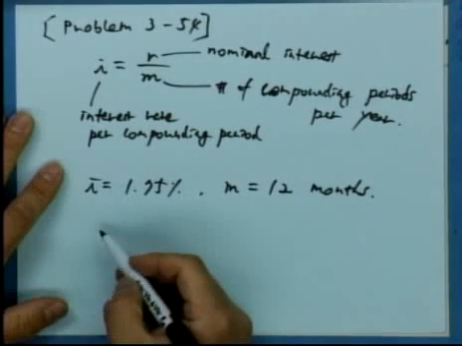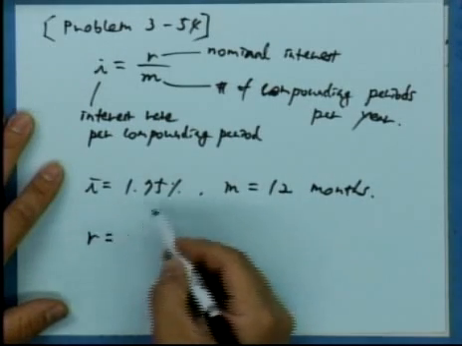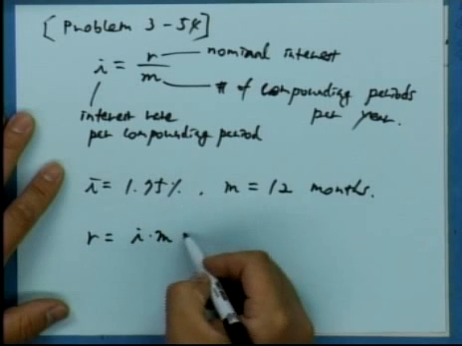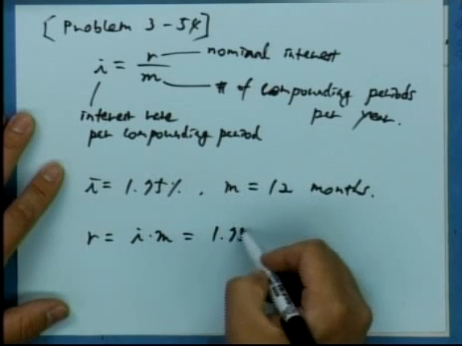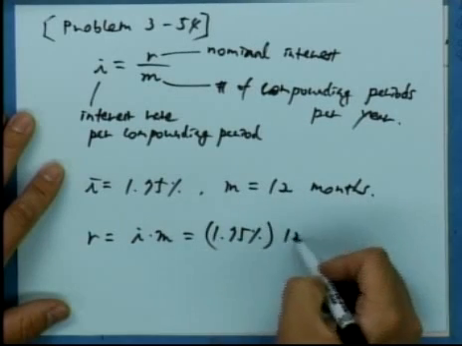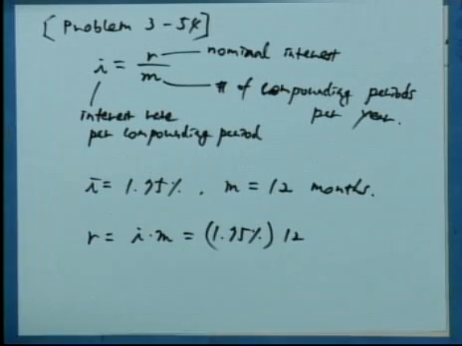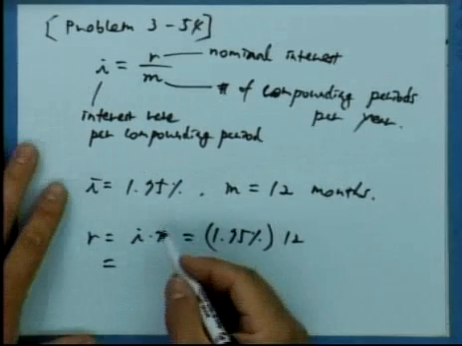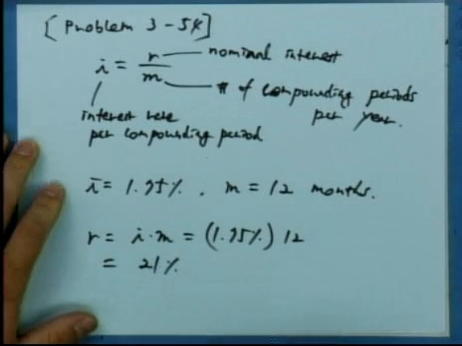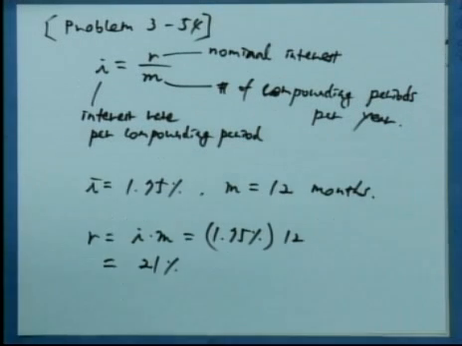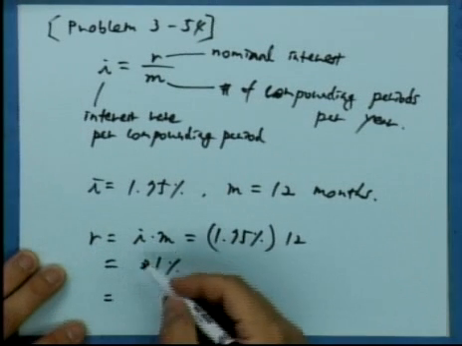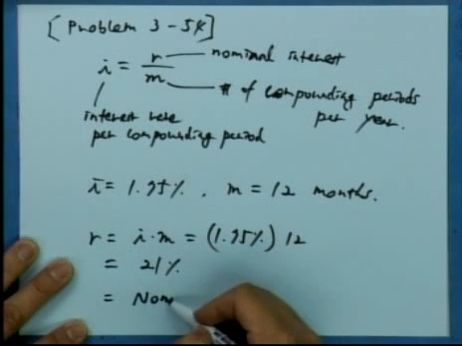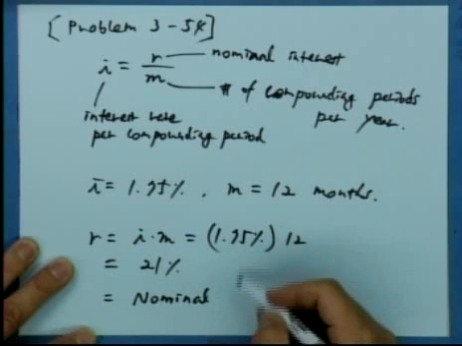So R is I times M, which is 1.75% times 12 months. So how much is this? That is 21%. Okay? That is the nominal interest rate.